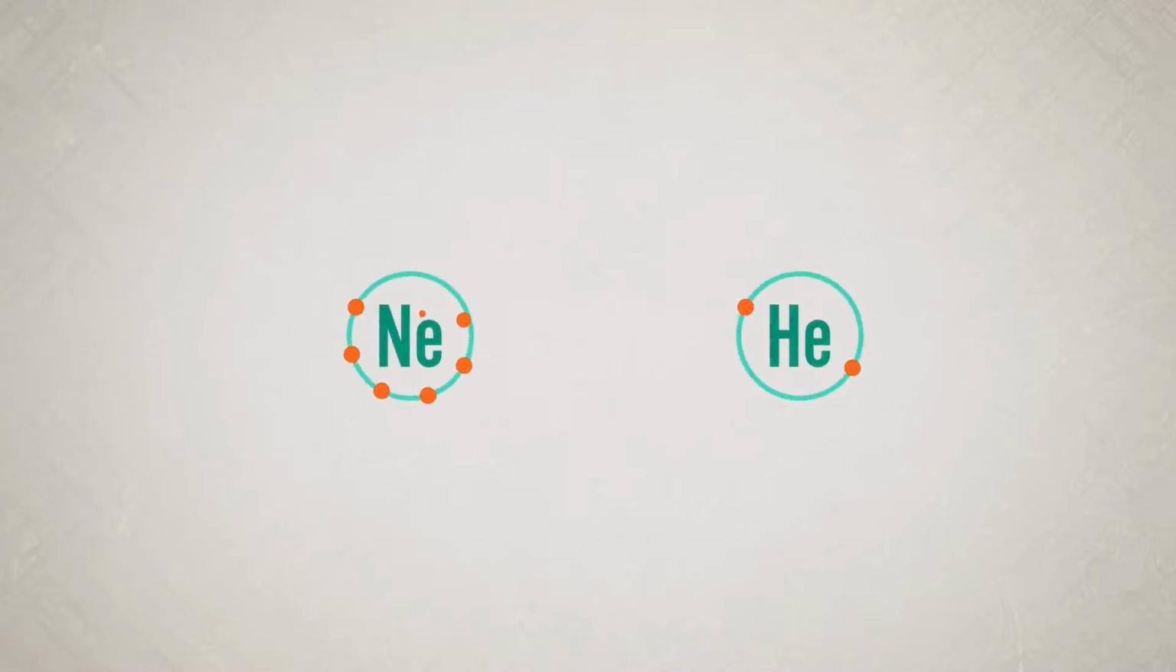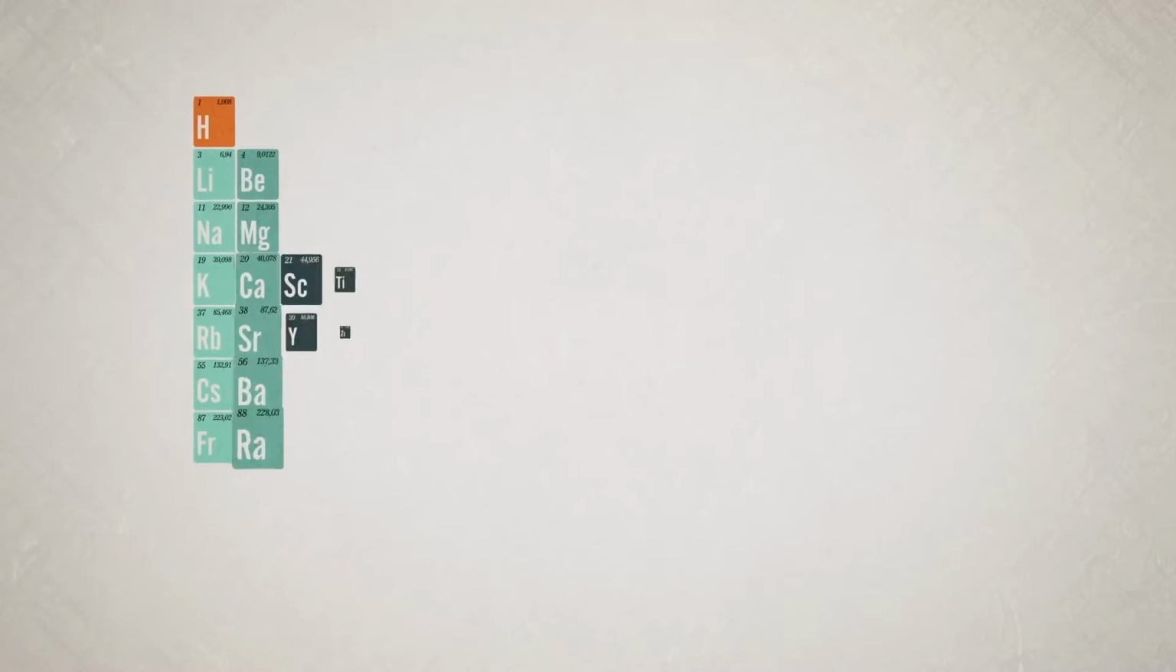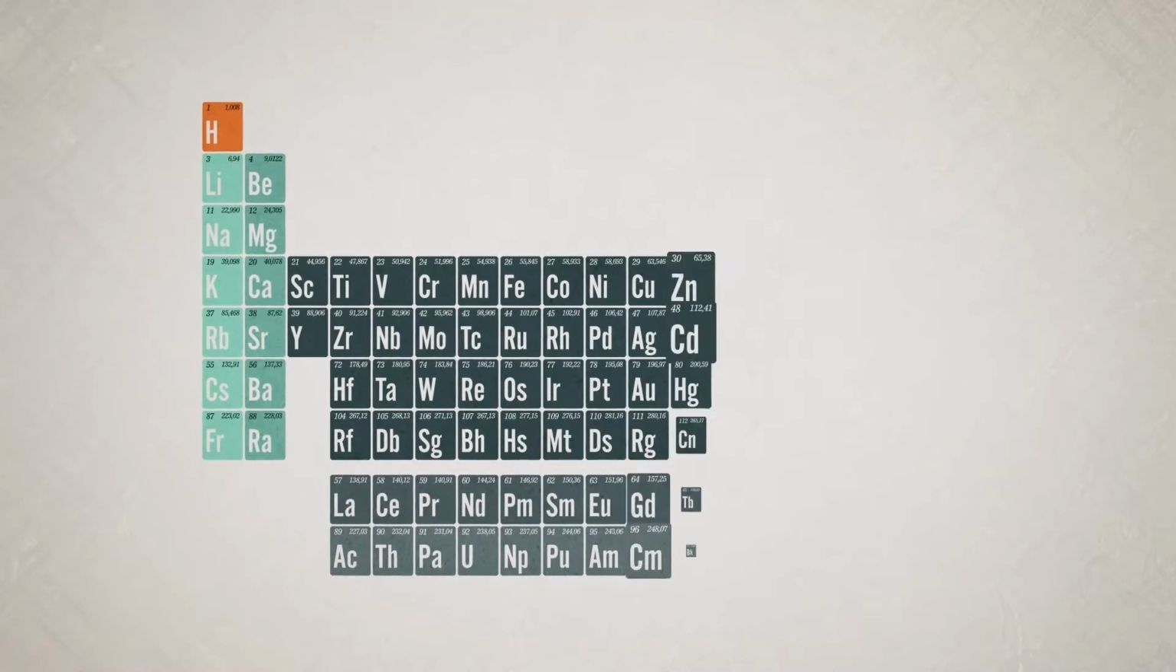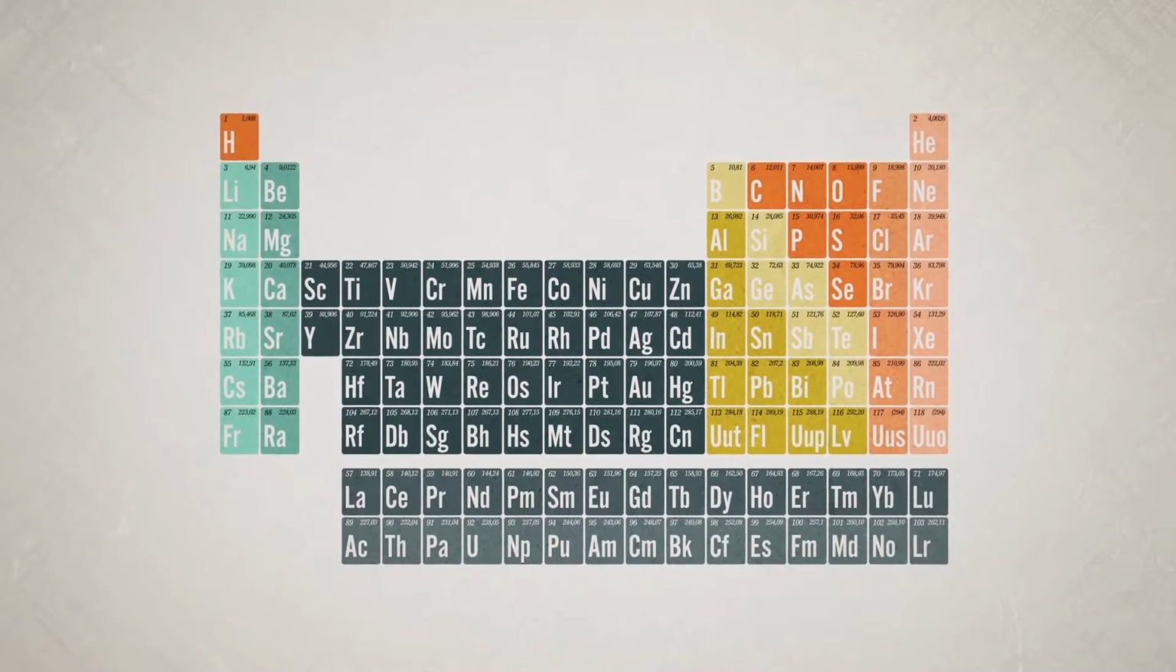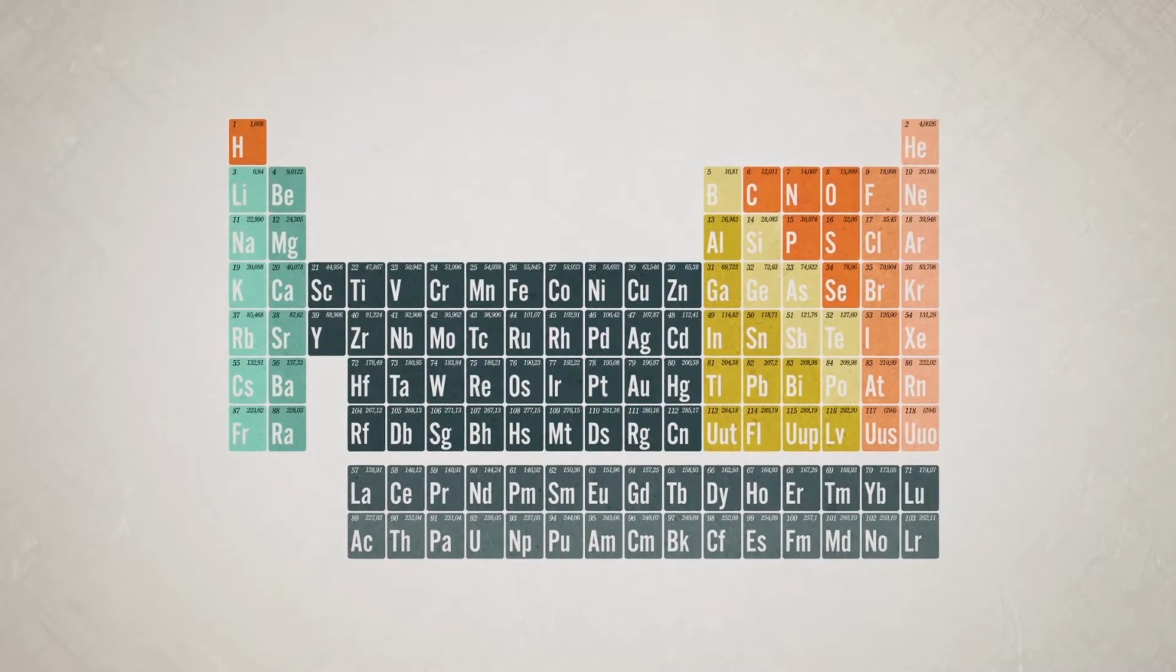In contrast, noble gases such as helium or neon are very non-reactive because their outer shells are already fully occupied by electrons. A look at the periodic table shows how Bohr's ideas apply to the elements. They're arranged in groups according to their number of outer electrons.